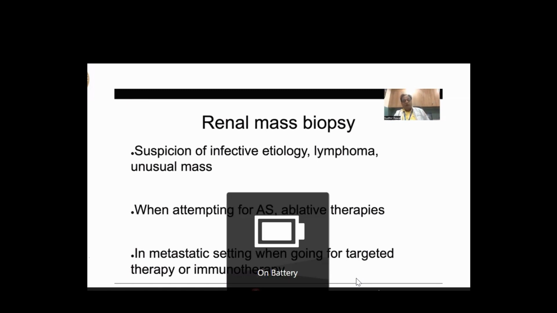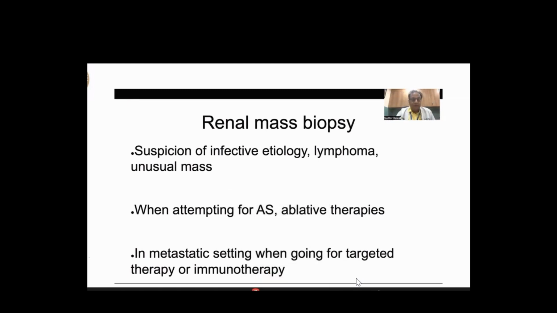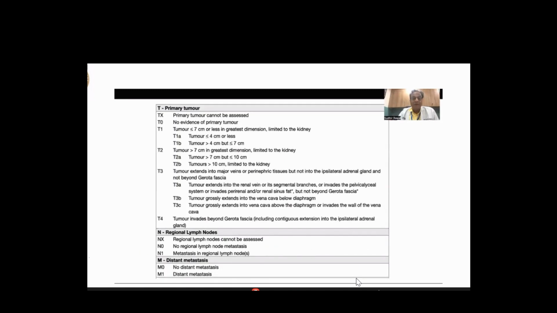So better to always do the FNAB whenever you are in a dilemma, because the yield of FNAB is very good nowadays. These are the staging of RCC. We all know T1, T2, T3, T4.